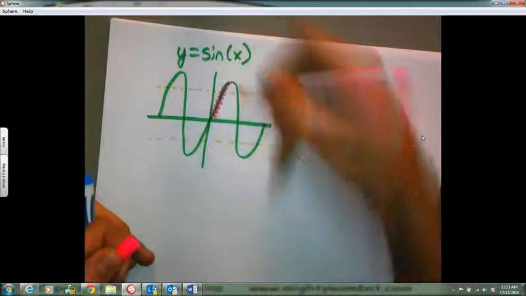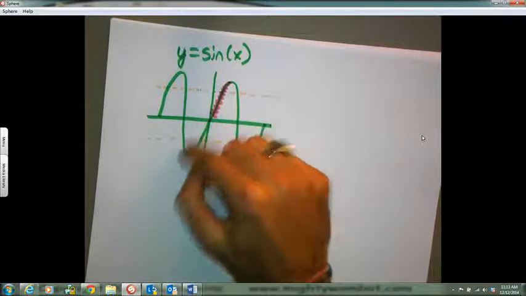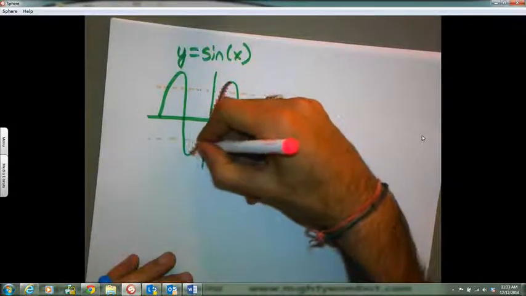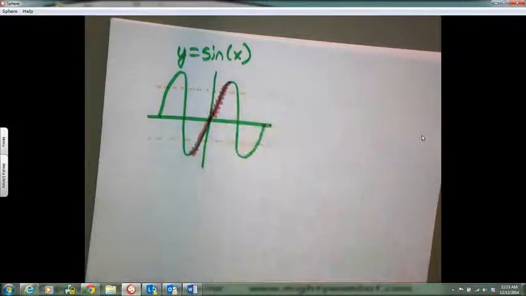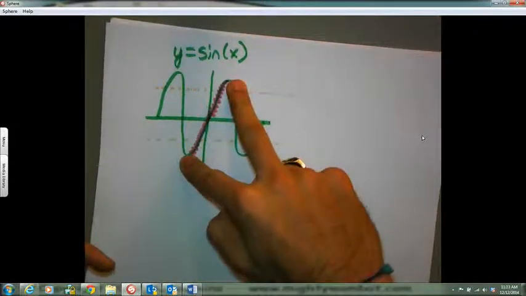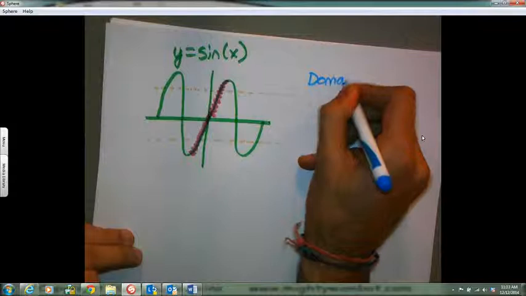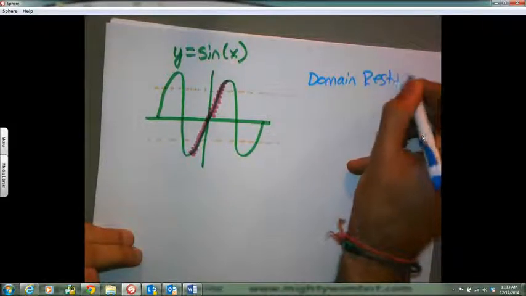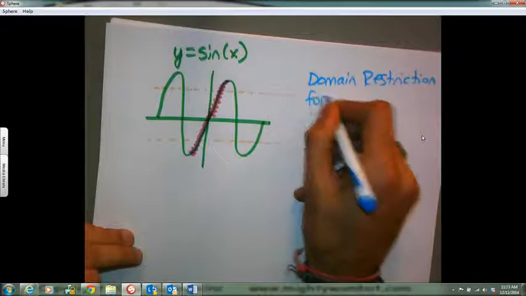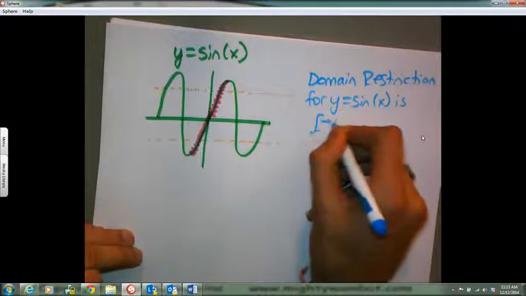If I do 0 to pi over 2, I only get half the y values. I don't get this part. So I better add this in too. So the domain restriction for sine, y equals sine of x, is negative pi over 2 to positive pi over 2.